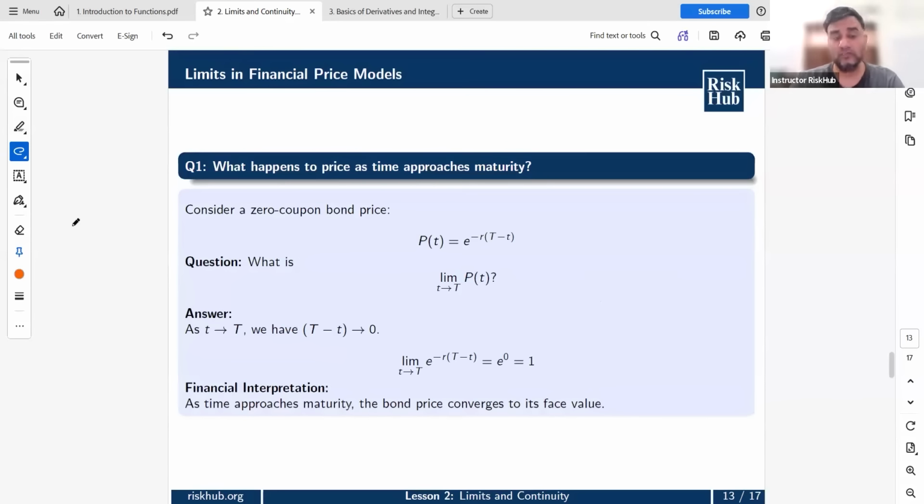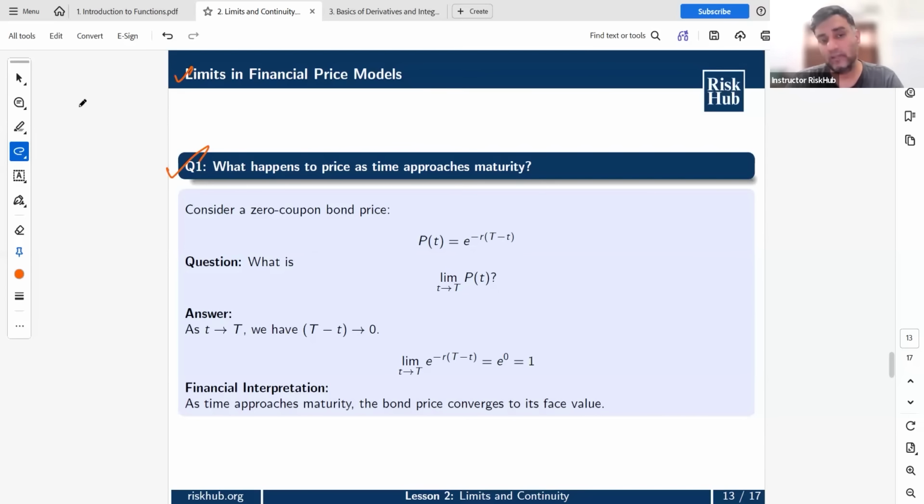All right, now we have questions. What happens to price as time approaches maturity? So we are looking at limits in the financial price models. Limits are extremely useful in finance. We know that already because many financial quantities change continuously over time. So we need to understand limit.